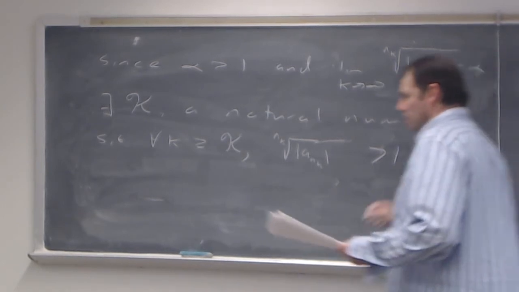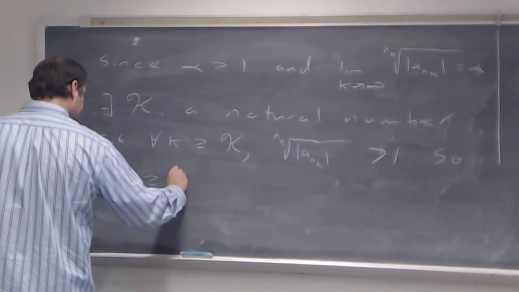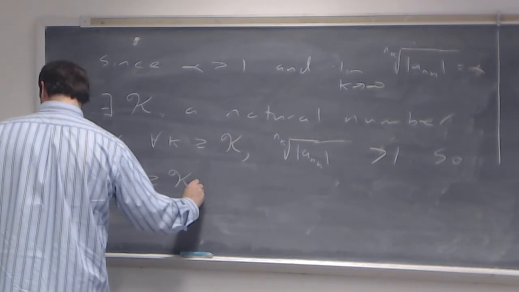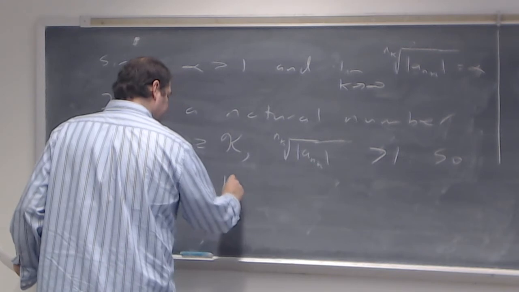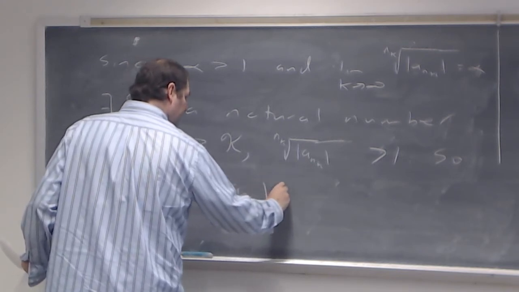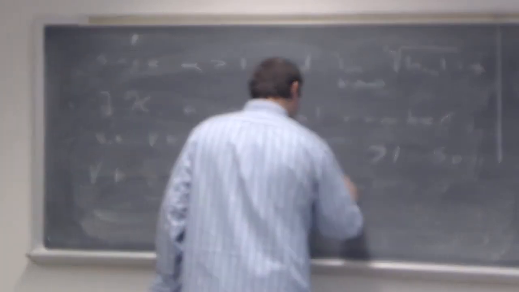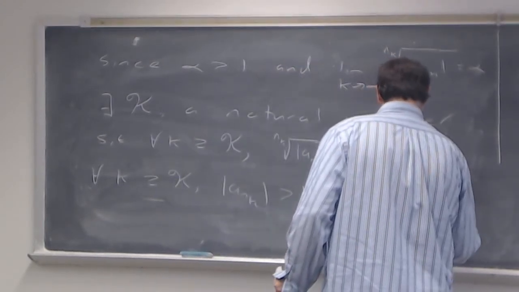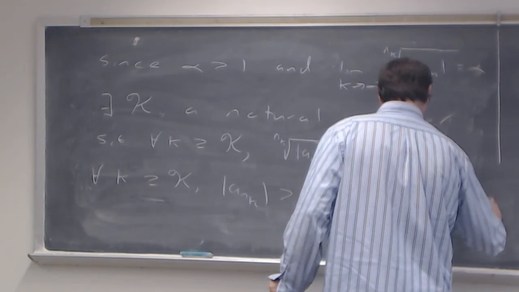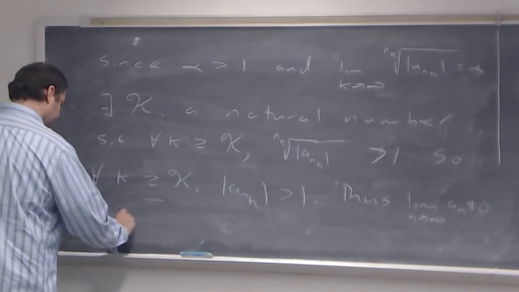have to be bigger than 1 to get to alpha, which is bigger than 1. So, for all k bigger than or equal to this script k, working through this inequality, this absolute value has to be greater than 1. Thus, the limit as n goes to infinity of a sub n does not equal 0.